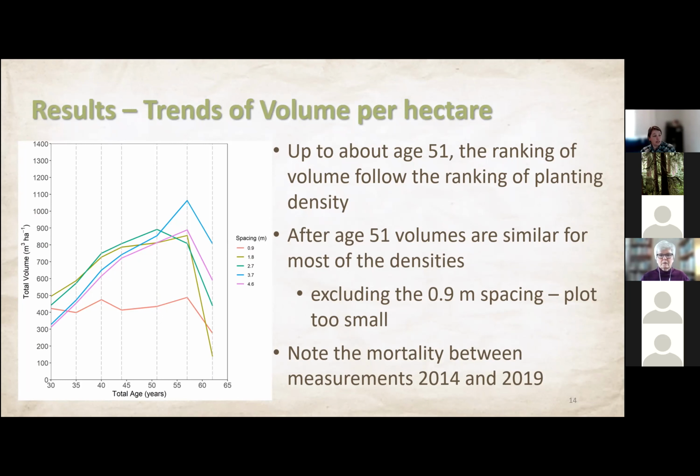And I want to note here the drastic mortality we can observe from the 2014 measurement to 2019. That is the one about the harvest that I just mentioned.